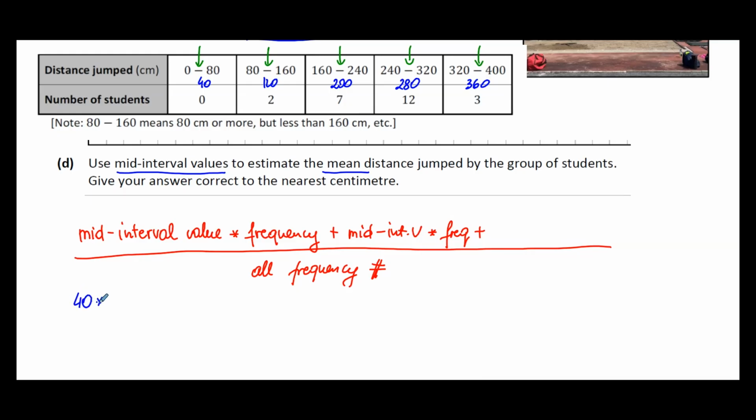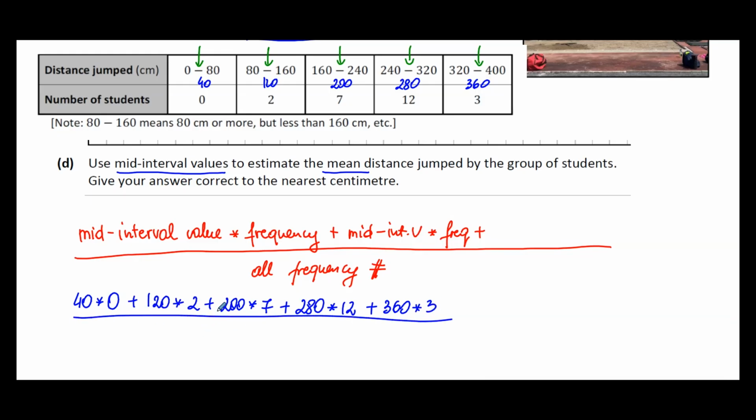So 40 multiplied by the frequency of 0, plus another mid-interval value multiplied by the frequency of 2, plus another mid-interval value multiplied by its frequency 7, plus 280 multiplied by 12, plus 360 multiplied by 3, and everything divided by all the frequency numbers: 0 and 2 and 7 and 12 and 3.